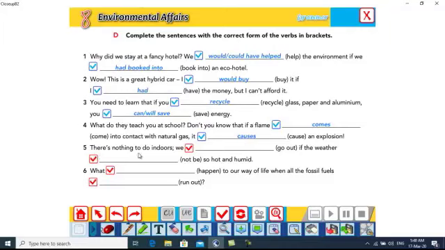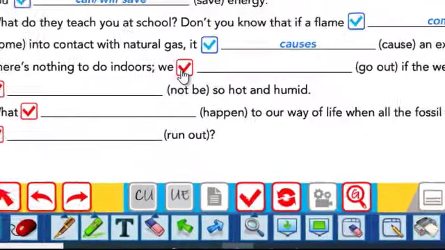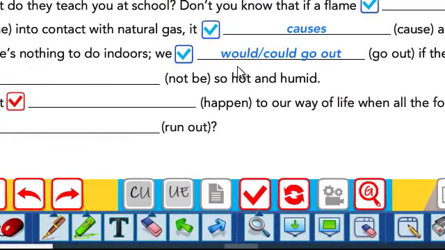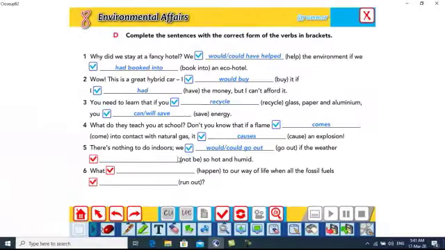There is nothing to do indoors. If the weather (be) so hot and humid... Let's answer. There is nothing to do indoors. We would go out if the weather weren't so hot. We can also say wasn't. Sentence number 6. I want all of you to write the answers in your books.